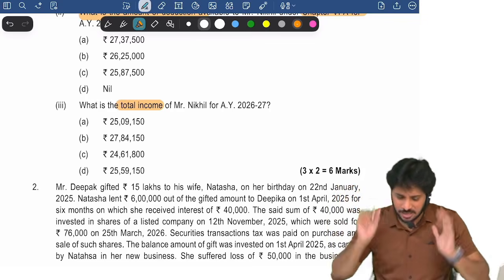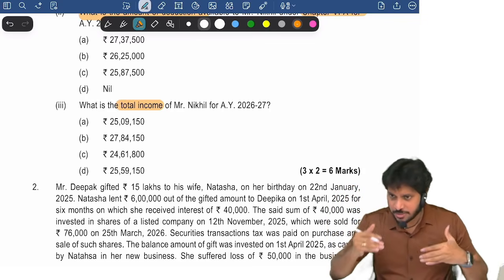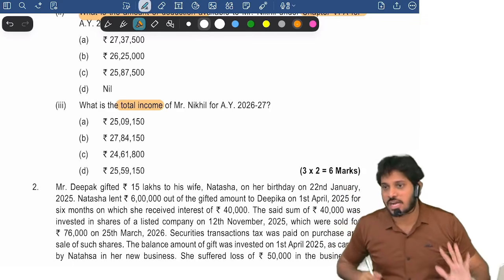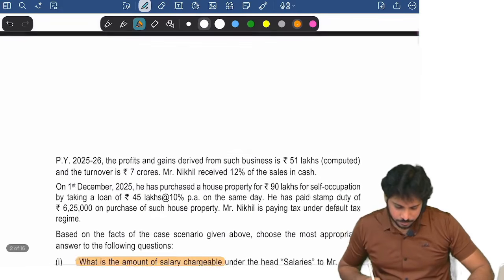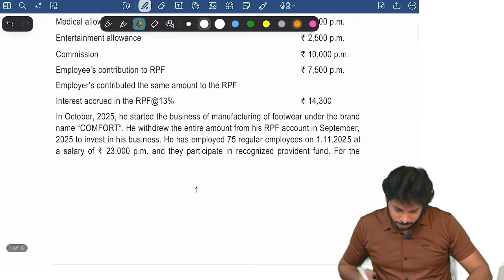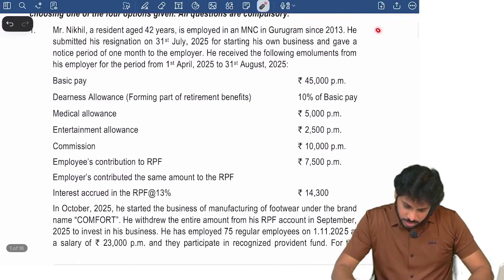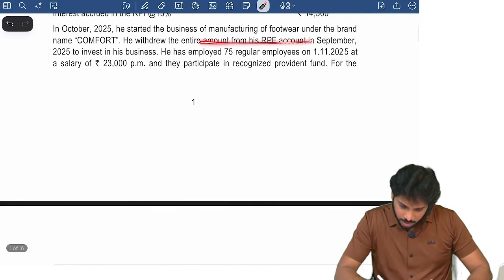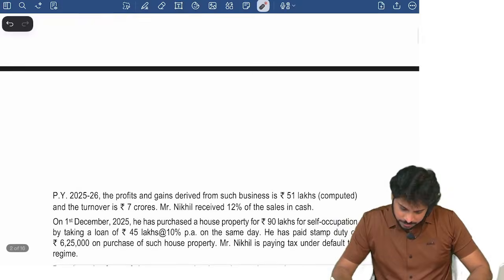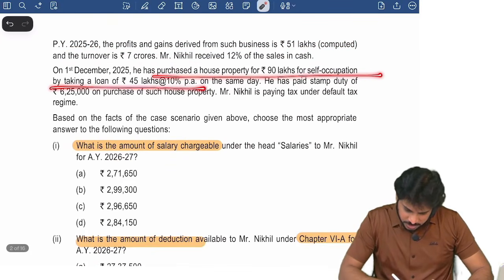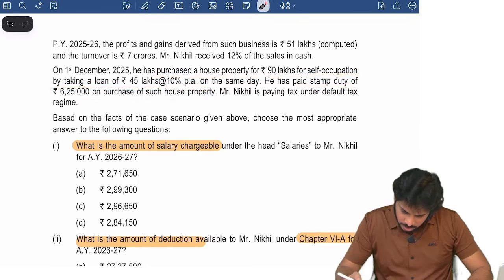Okay, but still, given the problem information, whatever the case study they give, the full case study you need to read and then start solving the problem. Okay, fine. Now, here they have PGBP income. You see here, entire salary income is there. Then RPF withdrawal is there. Then PGBP income is there. Then he has purchased house property for self-occupation. Capital gain computations probably might be there.